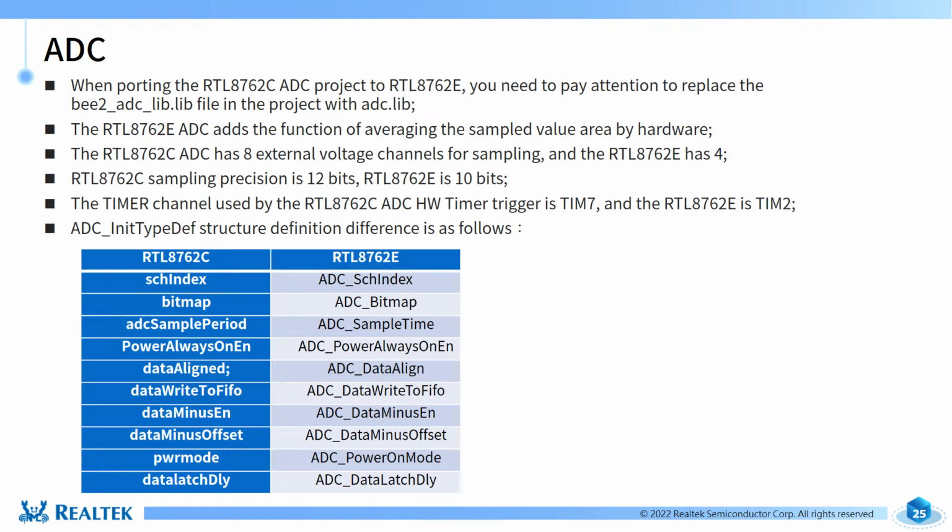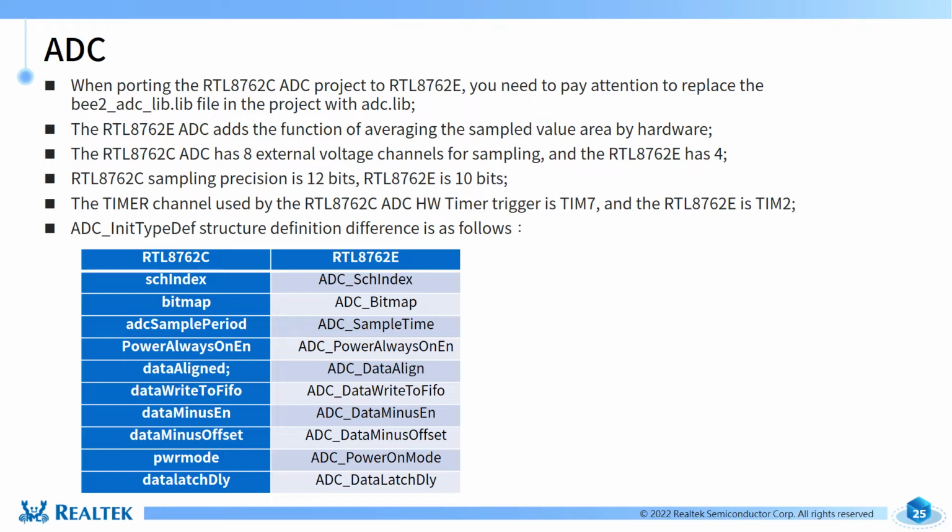There are several points to pay attention to when transplanting or reading the ADC project, including these 8 parts. 1. When transplanting the RTL8762C ADC project to the RTL8762E, it is necessary to pay attention to replacing the B2ADC lib.lib file in the project with ADC.lib. 2. The RTL8762E ADC has added the function of averaging the sampling rate value area by hardware.